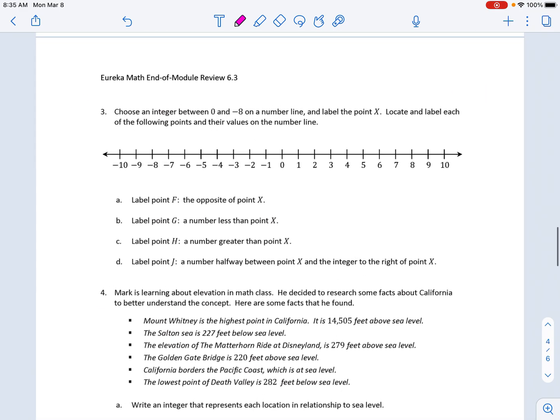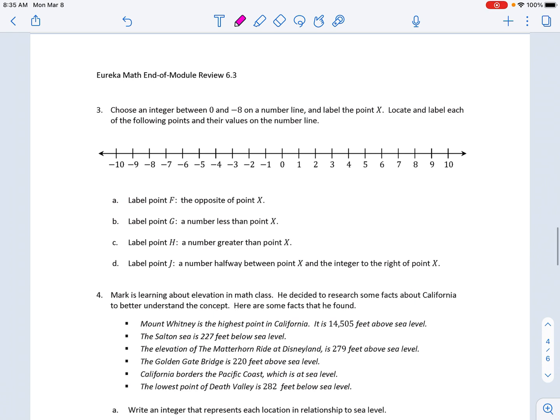Let's keep on trucking. Number 3 says choose an integer between 0 and -8 on a number line and label the point x. Locate and label each of the following points and their values on the number line. So 0 and -8. So I'm going to choose -2, and I'm going to label this x. Okay. Letter A.